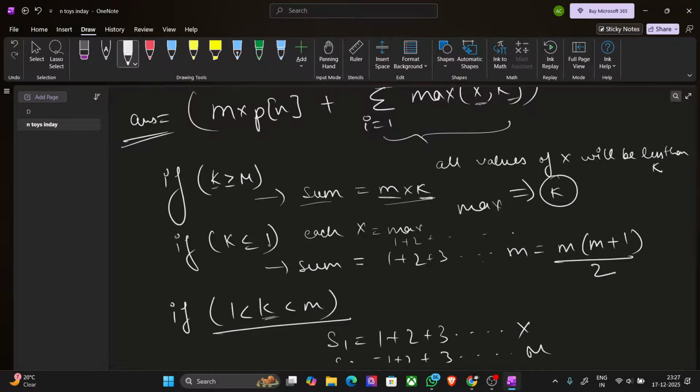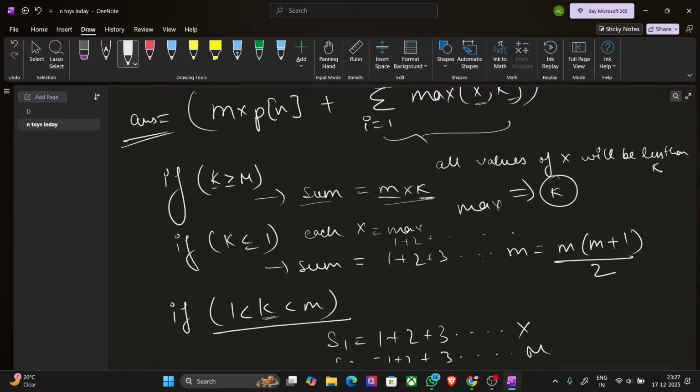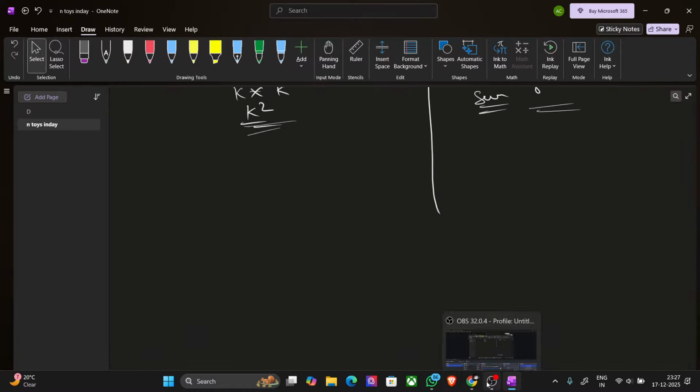If k is less than or equal to 1, then the answer can never be k. Then the answer will always be x for m number of times, and x increases like 1, 2, 3, 4, 5. Then we will just add all these numbers, which is the sum of the natural numbers. And for the third case, I've just explained. Right? Is there any other doubt?